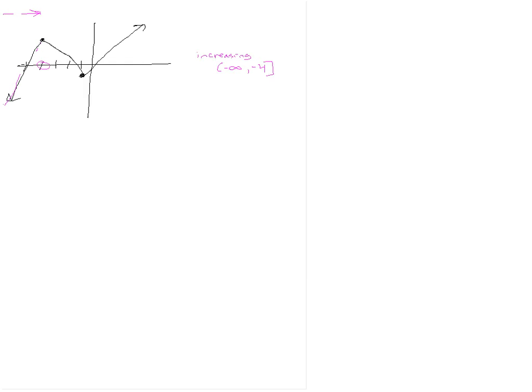Then it goes down, down, down. So it's decreasing from -4 to what? -1. Then it goes back up, up, up. So it's increasing from -1 to positive infinity. Just reading it. That's all.